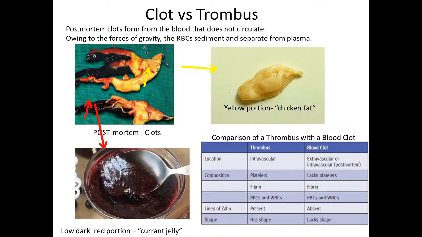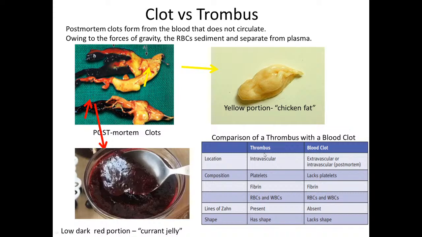Differentiation: comparison of thrombus with a blood clot. A postmortem clot forms from blood that does not circulate. Owing to the force of gravity, the red blood cells sediment and separate from plasma. A postmortem clot contains a red portion, which looks like currant jelly, and a yellow portion, which looks like chicken fat.